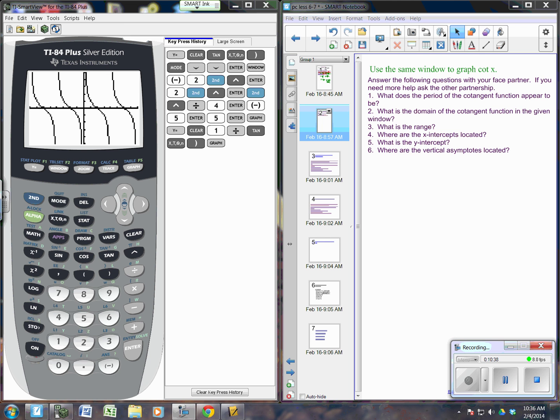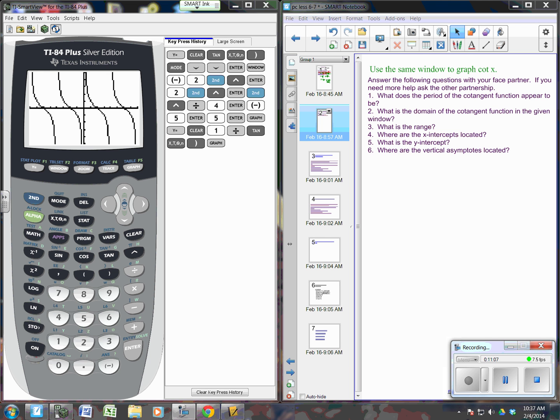Okay, so let's go down and answer question 6. Where are the vertical asymptotes located? Multiples of pi and 0. Because right at 0, you can see the y-axis is the vertical asymptote. That graph is never going to touch it. If you go over to pi, same thing. You go over to 2 pi, same thing. You go to negative pi, same thing. Negative 2 pi, same thing. And it's going to continue that pattern.